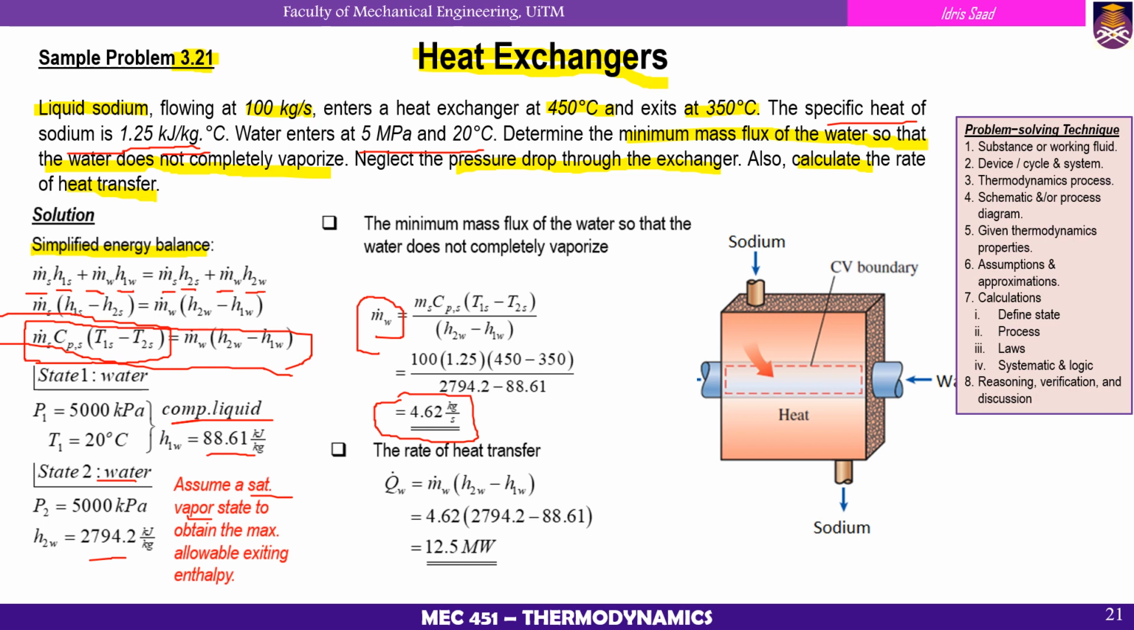So that completes the first part, the mass flux. The second part is to calculate the rate of heat transfer, the heat transfer from sodium into the water. This is simply Q of the water, which is equal to mass flow rate of the water times H2 of water minus H1 of water. Substituting all the data, we get the rate of heat transfer equal to 12.5 megawatts. So this is how we use the energy balance equation for our heat exchanger.